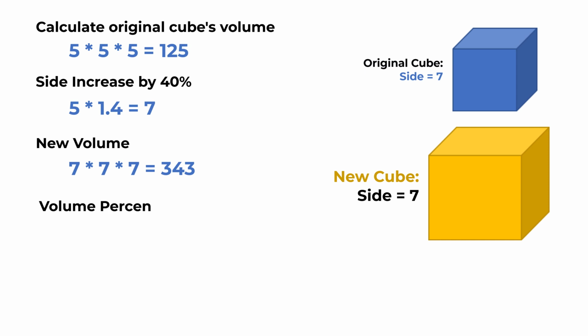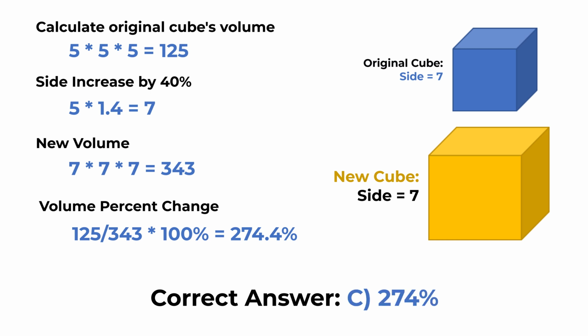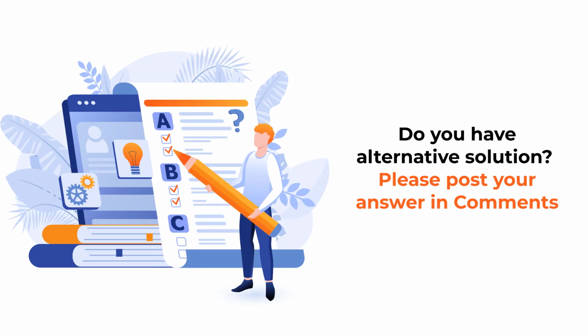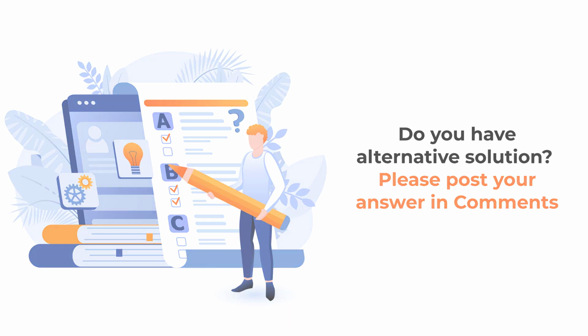To calculate volume percent change, we need to divide 343, the new cube's volume, by 125, which is the original cube's volume, and multiply by 100%. The result is equal to 274%. So the correct choice here is C, 274%. Hopefully you've nailed this question and now know how to answer similar problems on the test.